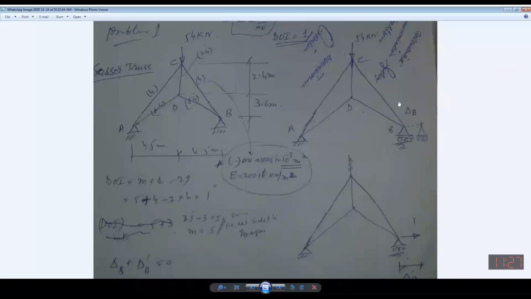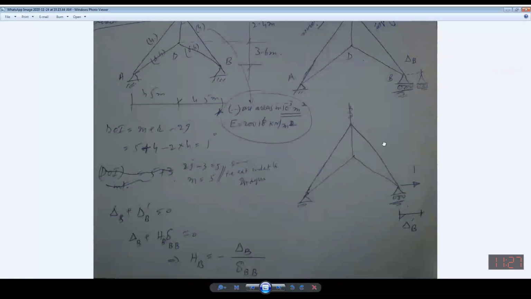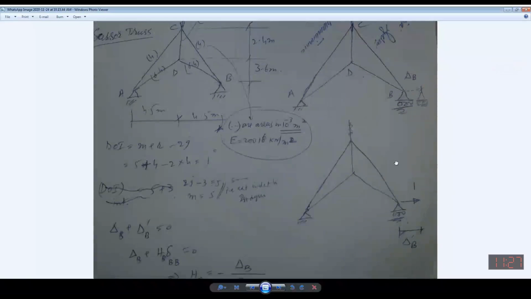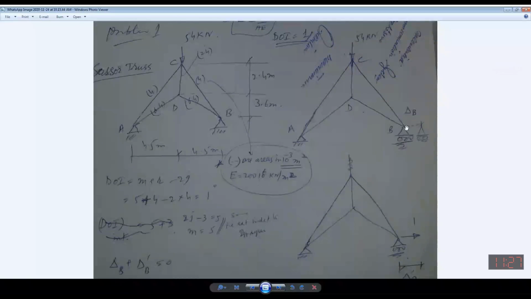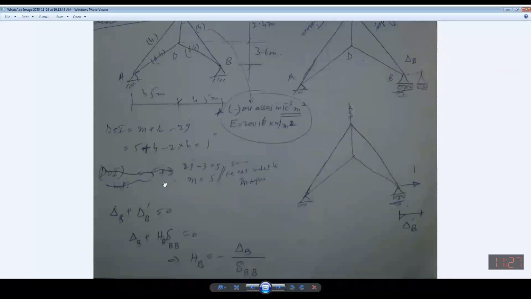Now, when you apply HB, it should have been closed. It should come back to its original position. Then on the same lines as we have done earlier, delta B plus delta dash BB. Delta dash BB is due to HB.